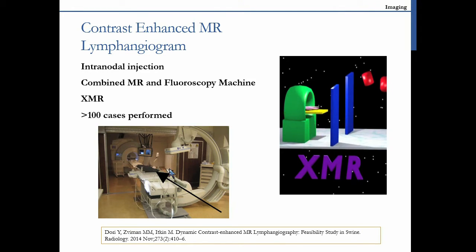Why is it important? Because we actually can do MR lymphangiogram. We can put the needles inside the groins, outside the MRI, using ultrasound, confirm position with fluoroscopy, and slide the patient inside the MRI. You cannot transfer a patient from table to table because the needle gets dislodged. And that's what images you get.